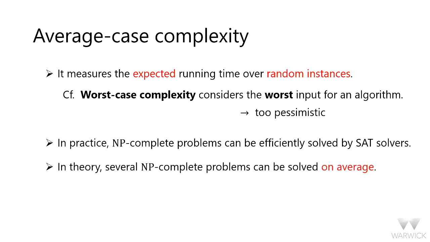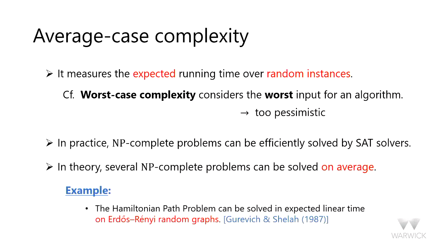often solve the problem. And even in theory, several NP-complete problems can be efficiently solved on average if you consider natural distributions. For example, if you consider the Hamiltonian path problem, you can actually solve it in expected linear time if you consider a natural graph distribution, like the Erdős–Rényi random graph. So it's important to understand when a problem becomes hard, and what distribution you consider.